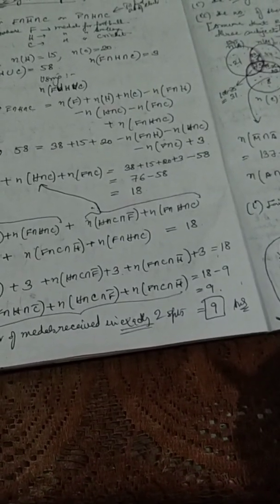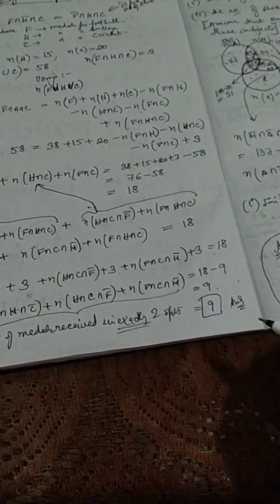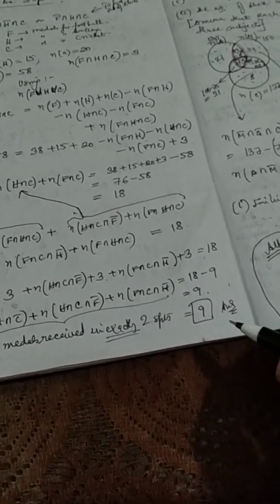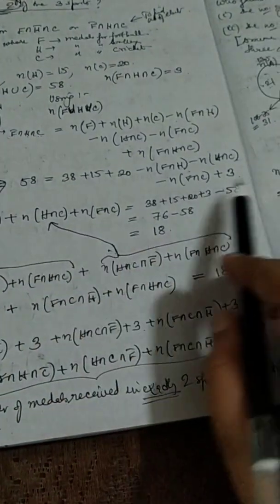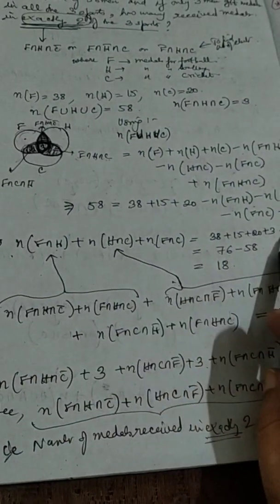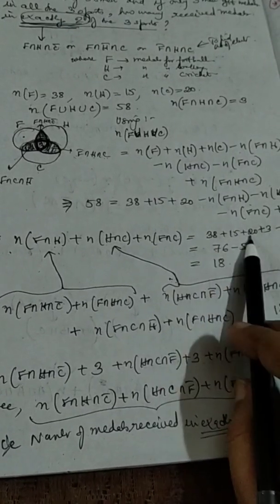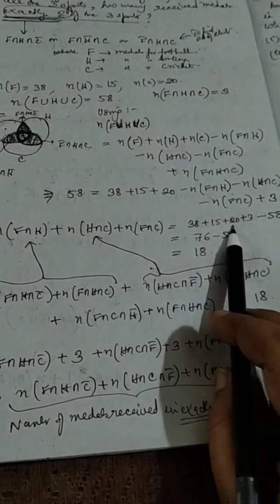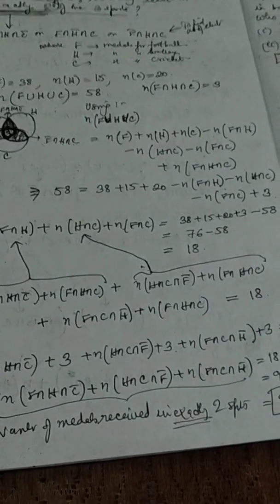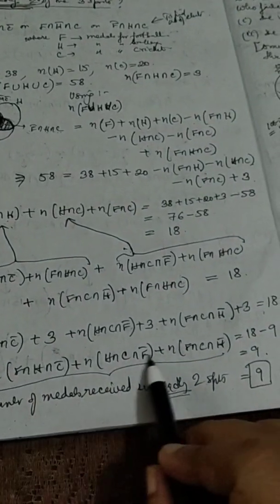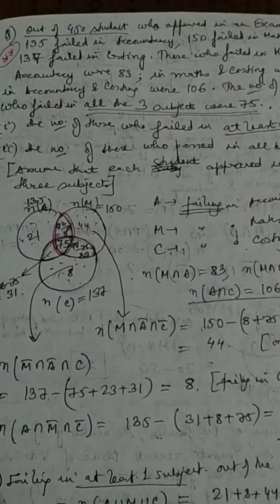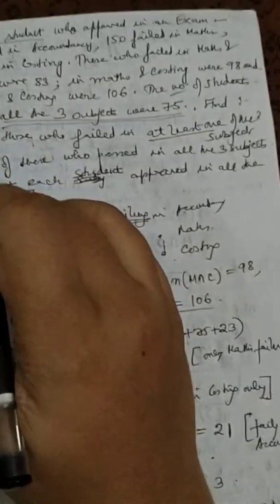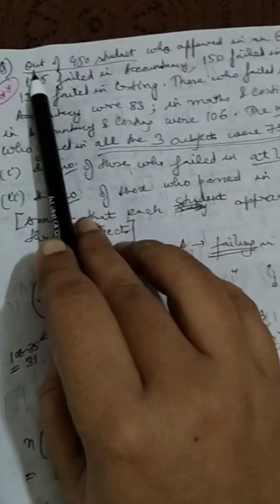If they had said in 2 sports, it would simply have been in any 2 sports, and it would have been these 3 regions over here. That means this would have been the answer. Those who have received medals in any 2 sports would have been this, but they are saying exactly 2, which means if they get in 2, they cannot get in the third one. So that is why this has to be considered. Okay. So that was an important question we need to think about. Now we move on to the next one.